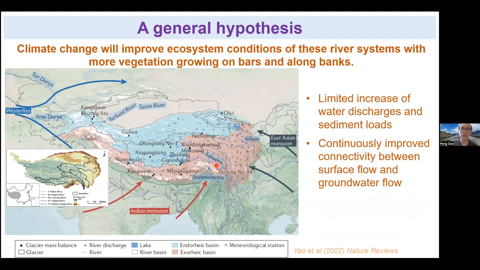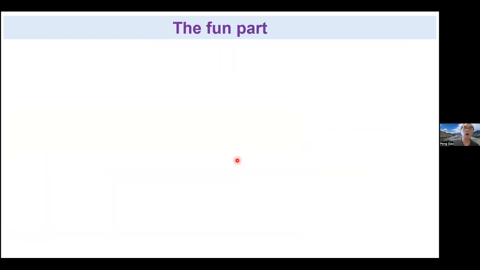Second, the increase of discharge will increase the base flow of the discharge in these water systems, which means it will enhance the interaction between groundwater and surface water, and which will further encourage the development of a diverse ecosystem. Okay, so as you can imagine, in that remotely located area, it's even very hard to access these areas.